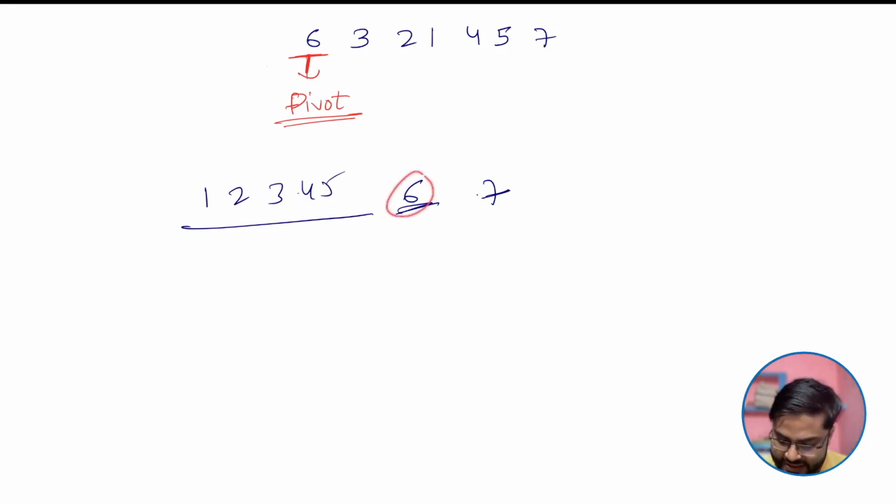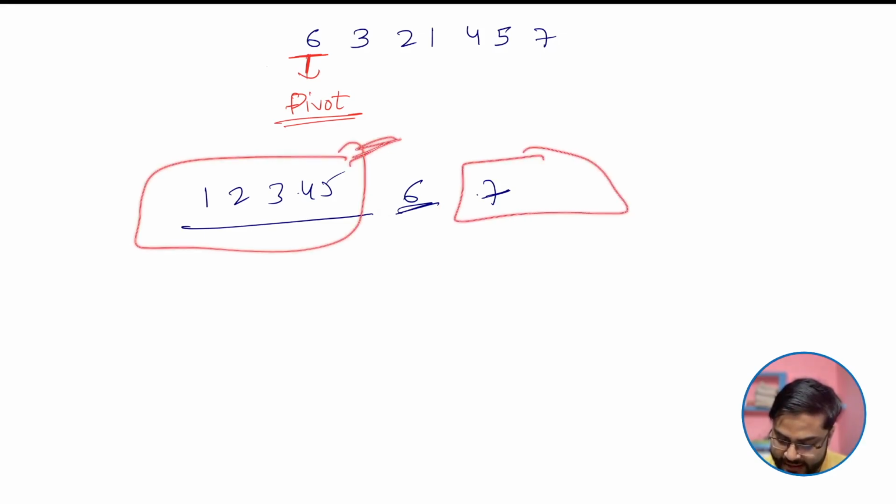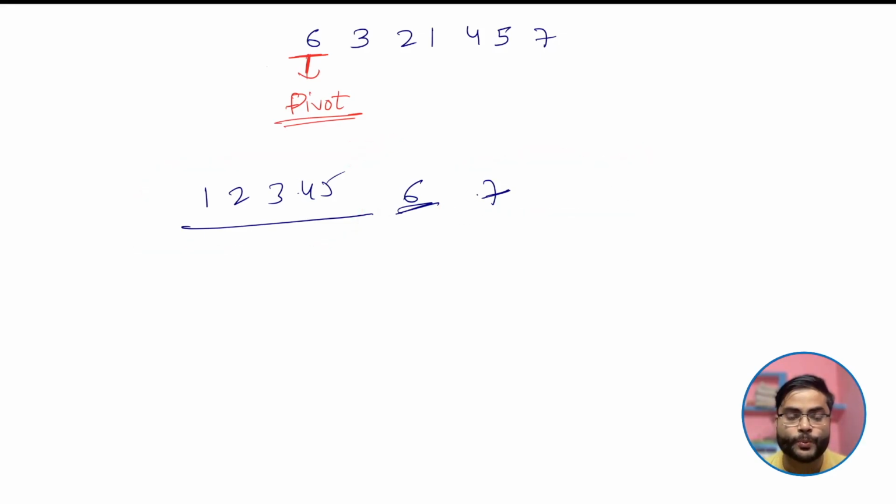Now after 6 we have only one element. If we have only one element, then it will be sorted, right? So after putting 6 into the correct position, we also need to sort the left side and the right side. So what I will do, I will again choose the pivot from the left side.